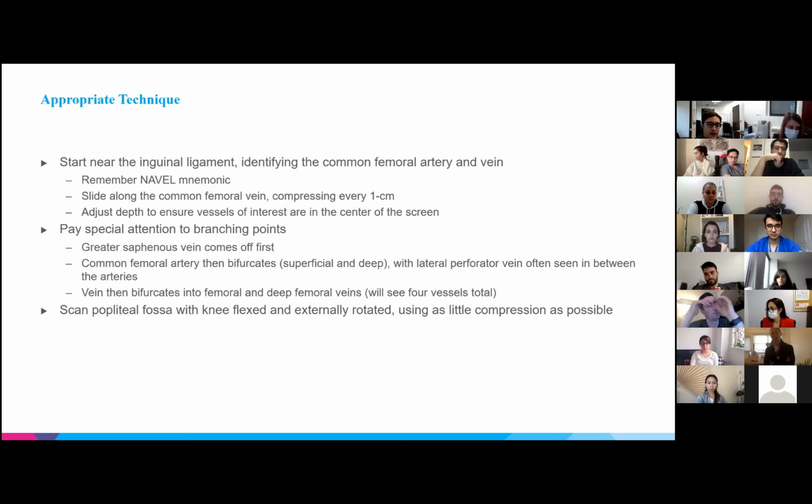And really, you just need to have enough depth where the vessels of interest are in the direct center of the screen. So some patients, you might need to go 3-4 centimeters down. On really frail patients, you may only need to go a centimeter, even less deep. And the branching points are going to be the most common areas where clots form from the shear stress of the blood flow. So the greater saphenous vein will come off first, the common artery will bifurcate, and then the vein will bifurcate after that. And then when you're scanning, the popliteal vein is very easily compressible under normal circumstances. So you really want to try and put as little pressure against the patient's skin as possible. Otherwise, you may miss the vein.